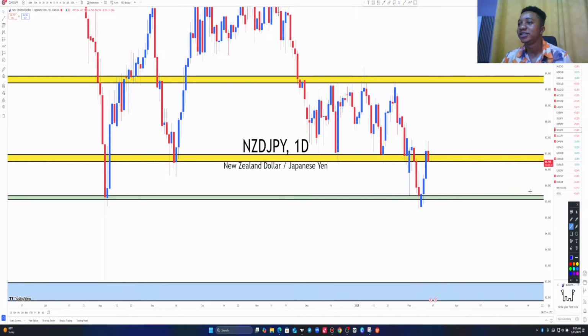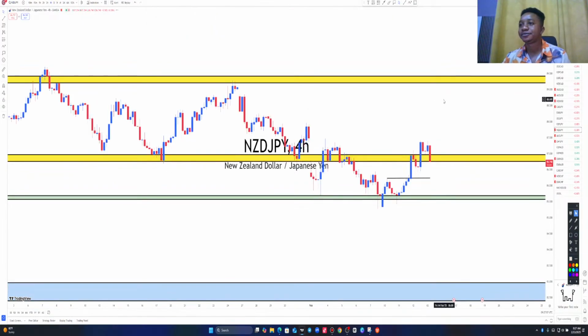So here, this is it. This was where price began to sell, and then we are heading all the way down. Now, how are we going to be able to pick a sell from here to the downside? Let's take it all the way to a 4-hour time frame to do that.